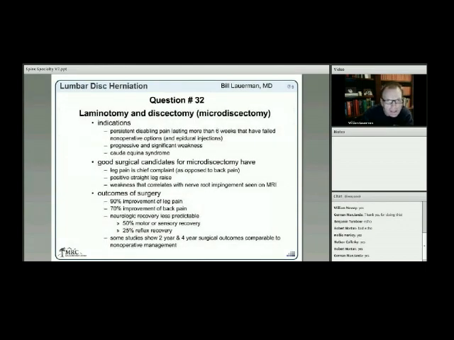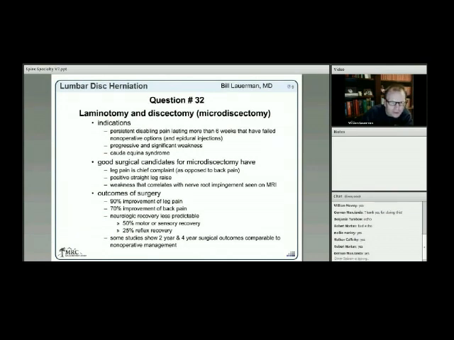So the indications for laminectomy or laminotomy and discectomy, or microdiscectomy as it's often called, are persistent, disabling pain lasting more than 6 weeks that have failed non-operative options, including usually epidural injections. That's far and away the most common indication for surgery. Progressive and significant weakness, unusual in a disc herniation, but that might move up your timetable. And cauda equina syndrome, very rare, but obviously a surgical emergency.